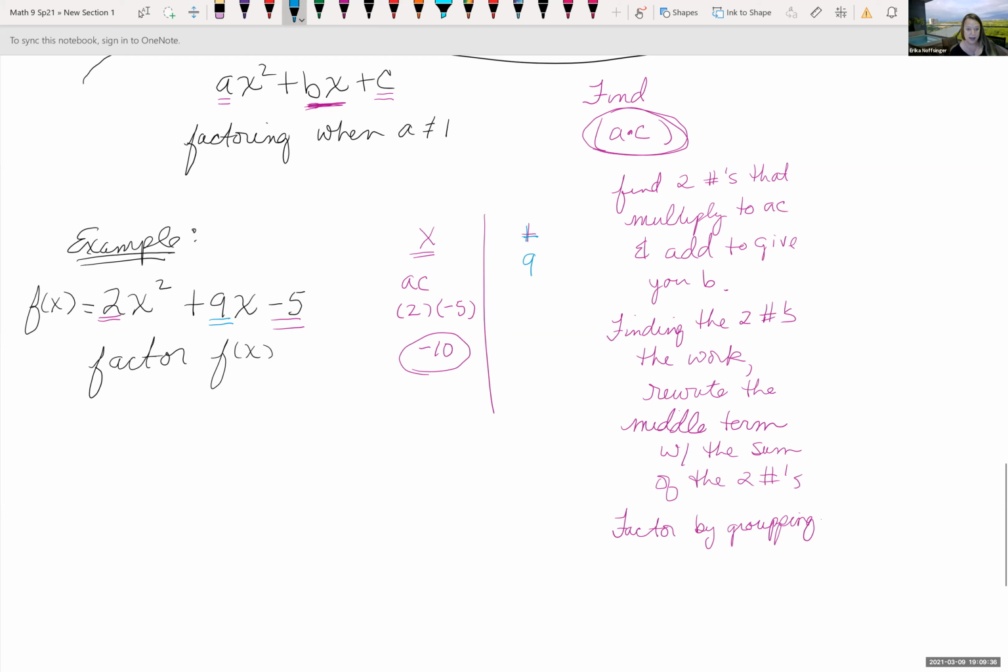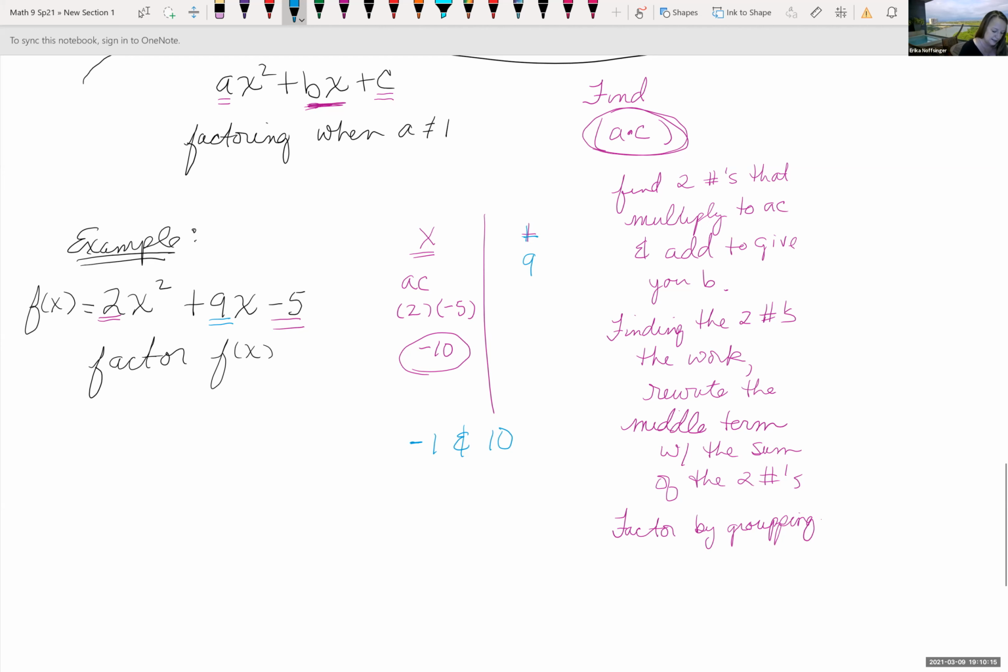Multiplying to give a negative number, I know one is positive, one is negative. And I'm summing, and my sum is positive, so I know that the larger number is going to be positive and the littler number would be negative. Well, if I went through multiples of 10, 1 times 10, negative 1 and positive 10 multiplies to negative 10, and negative 1 plus positive 10 is 9. That sums to my middle coefficient, 9.